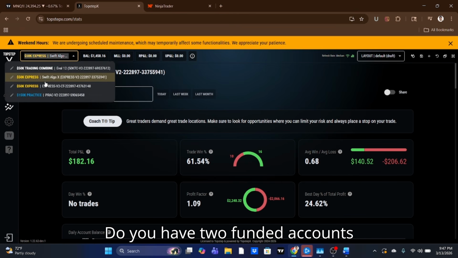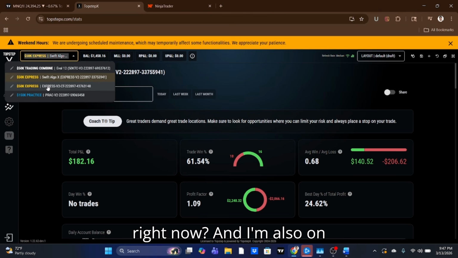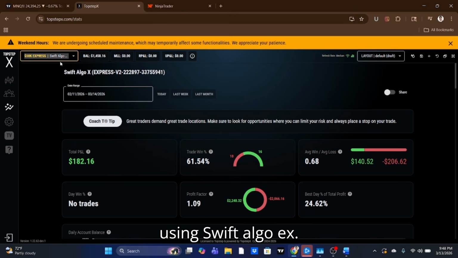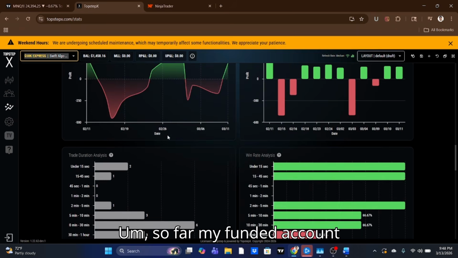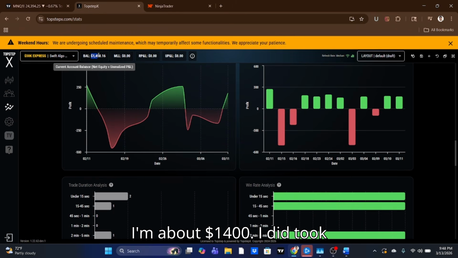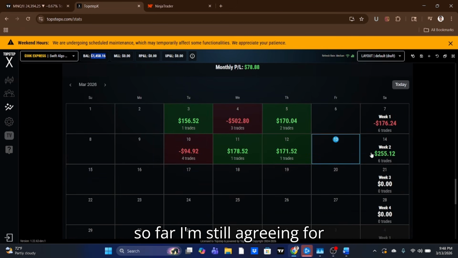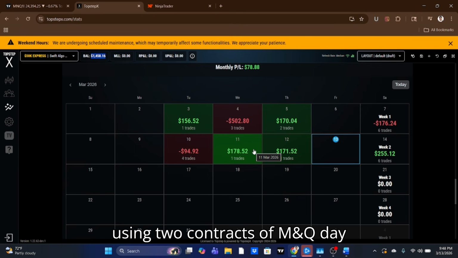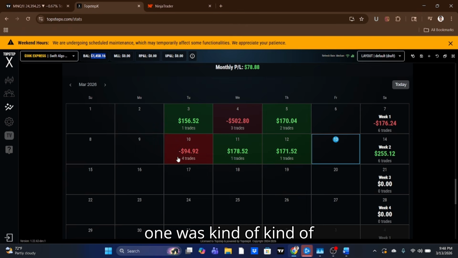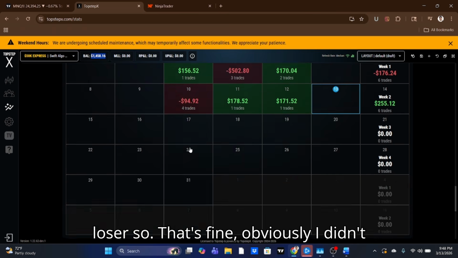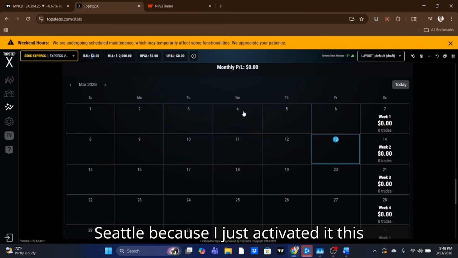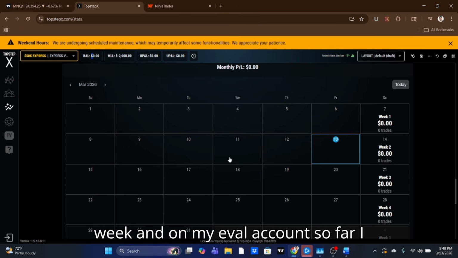As you can see, I do have two funded accounts right now, and I'm also on my third Eval account as well. And these two were passed by using Swift Algo X. So far, my funded account, I'm up $1,400. I did take basically 2 winning trades this week. So far, I'm still green for this week, 255. This is just using 2 contracts of MNQ. Day 1 was kind of loose, so it's fine. Obviously, I didn't trade on my new Express funded account just yet because I just activated it this week.